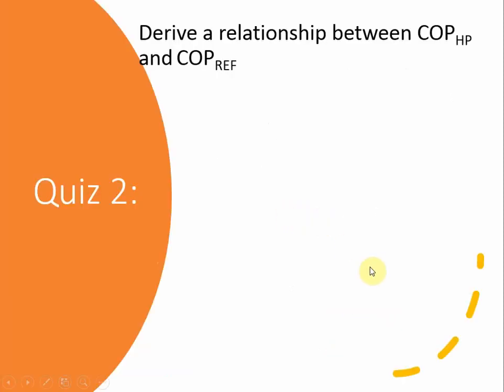Before moving forward, to refresh yourself, try this quiz. Derive a relationship between coefficient of performance of a heat pump and refrigerator. You know the two equations, so derive an equation for the relationship between COP HP and COP ref. Pause this video and try this exercise.